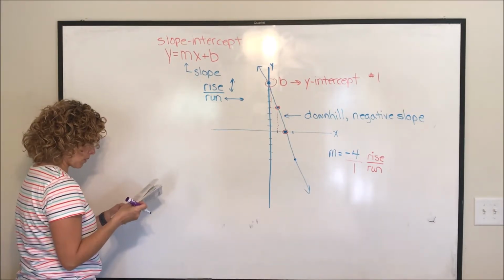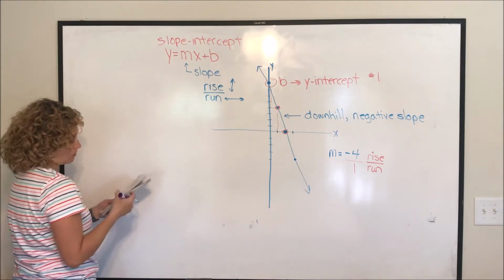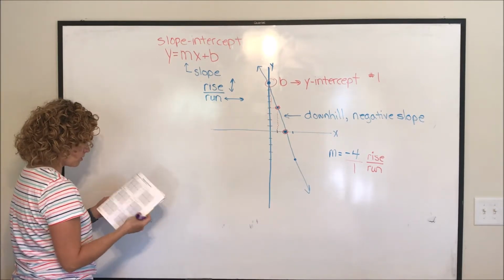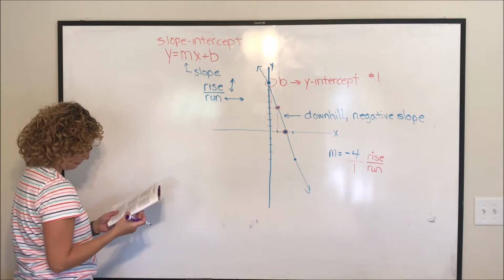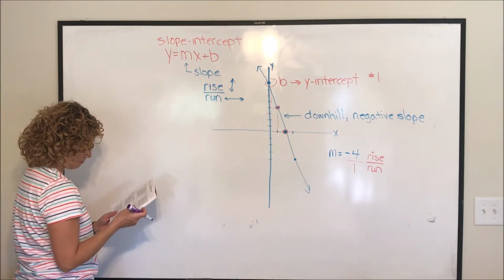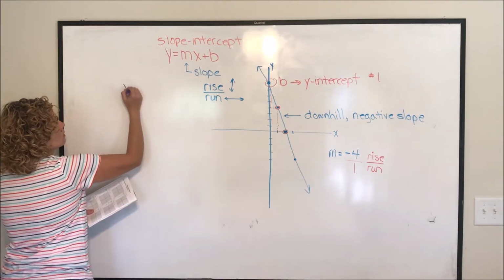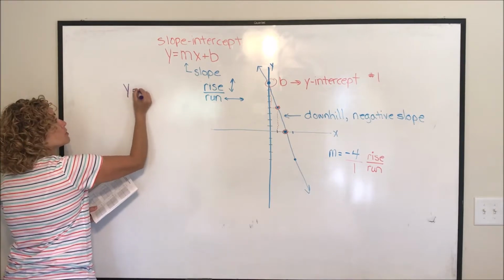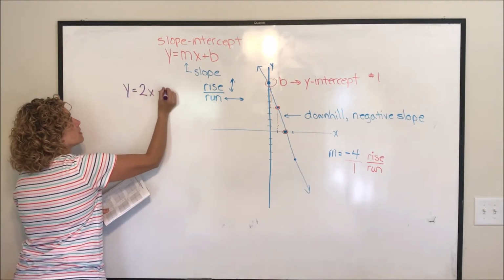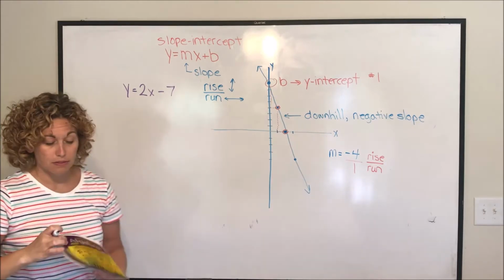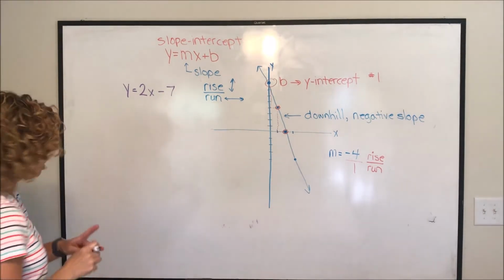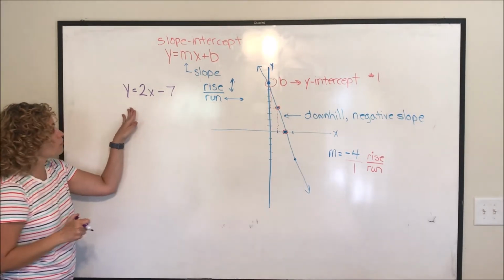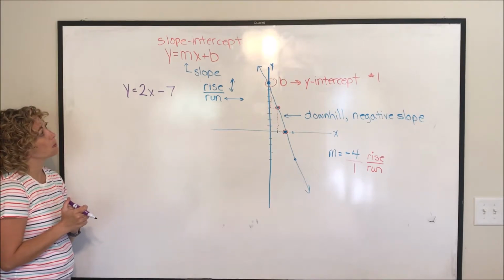Let's find one that'll work well. We had a -1 there. So let's do y equals 2x minus 7. And I want you to graph this. Now, you don't have to do any solving because it's already solved for y, okay?